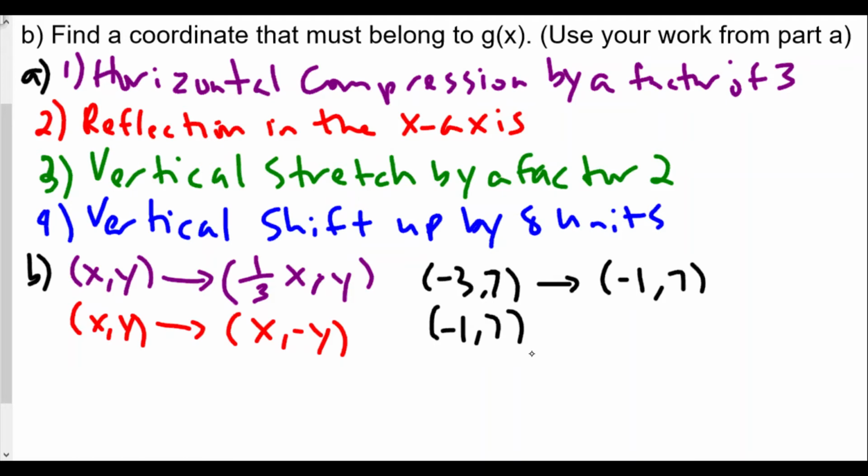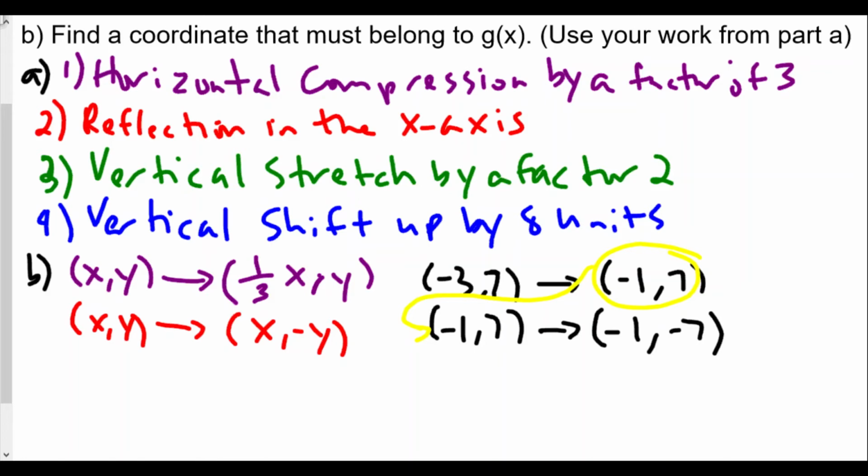And so here we have (-1, 7). Remember, you're taking this point here and we'll transform it now using the rule (x, -y), which means -1 stays the same, and we negate the 7 to get -7. So that's our second coordinate. It looks very similar, but not exactly the same.